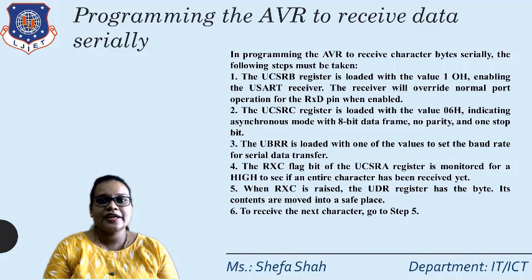So first, UCSRB is loaded with 10H instead of 08H. What does that do? It enables the D4 bit of UCSRB. As you can see in the UCSRB format, the D4th bit is RxEN, that means receive enable. So for receiving data, we need to enable this D4 bit, the receive enable, which enables the USART receiver. The receiver will override the normal port operation and the RxD pin will be enabled.